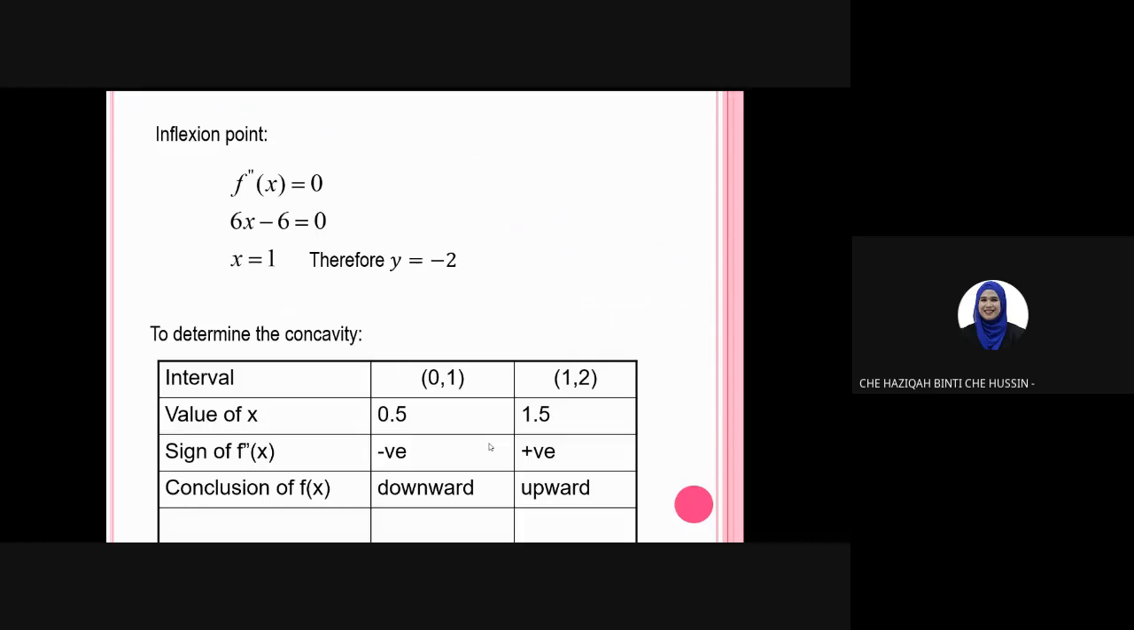Okay, the inflection point here is x equal to 1 and y equal to negative 2. For the intervals 0 to 1 and beyond, you can choose the value of x in the middle, right? 0.5 in this interval, and 1.5, we can substitute into this one. 6 times 0.5 minus 6 will be negative, and 6 times 1.5 minus 6 will be positive. If it is negative, it will concave downward, and if positive, it will concave upward.